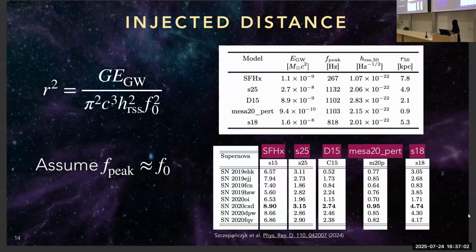So the top panel here is our results. We've got the SFHX, S25, and so on. And in the bottom panel, I just copied the relevant bits of the table from the O3 optical search by the LVK collaboration. And you can see that the numbers are quite consistent. So S15 is about 6 and 7. We've got 7.8 here. So S15 is SFHX, and then for S25 we've got 4.9.